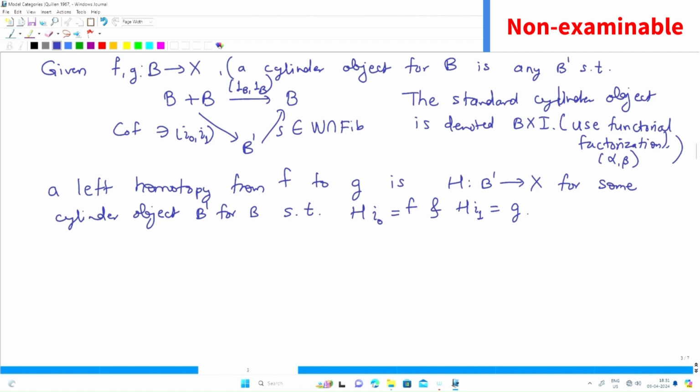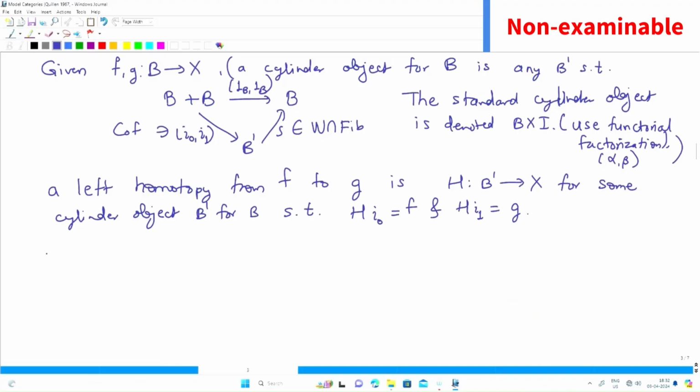Okay, so from B to B plus B, there are two maps, nu1, nu2, the co-projections. So you get via this, and then from B prime to X. So this is like continuous deformation, right? You have got two different copies of B, and you are putting a cylinder object in between, and through that cylinder, we are describing homotopy. This is our standard notion of homotopy, but it's only the left version.